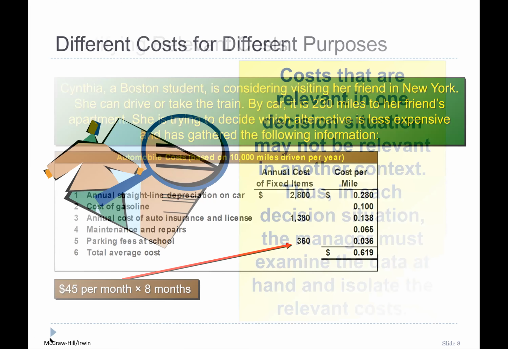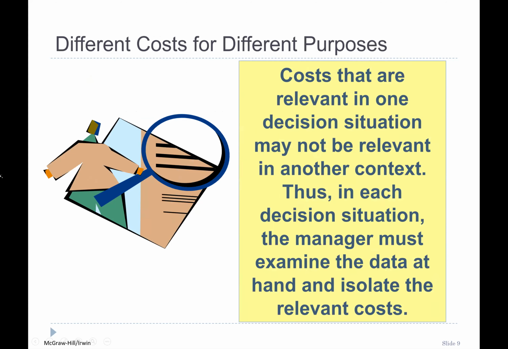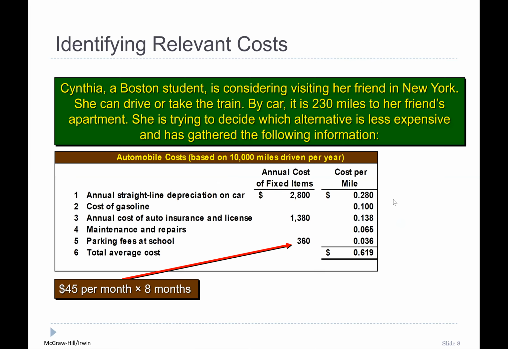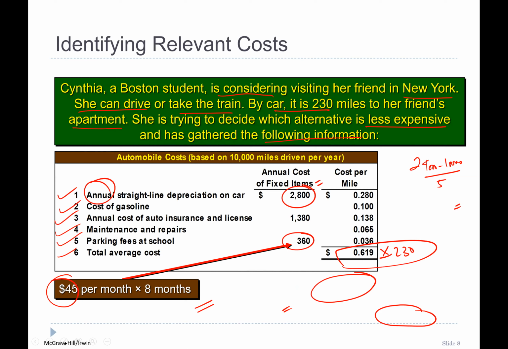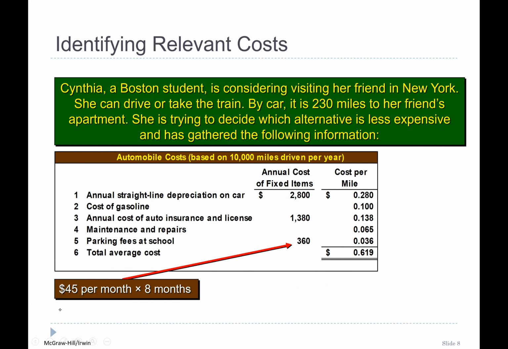So costs that are relevant in one distinct situation may not be relevant in another context. Here we go. If we just want to find out whether the costs are relevant in only one situation, can we find out? So if we just base our decision on just the car, which costs are relevant in decision making?